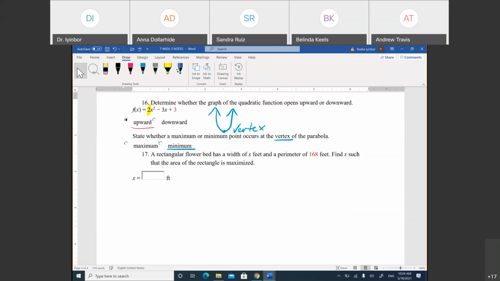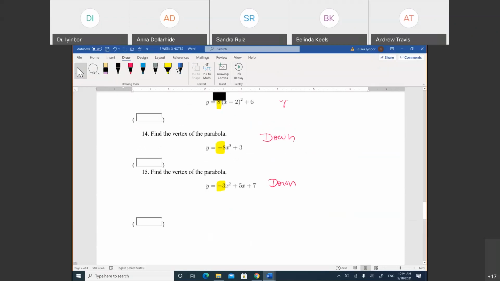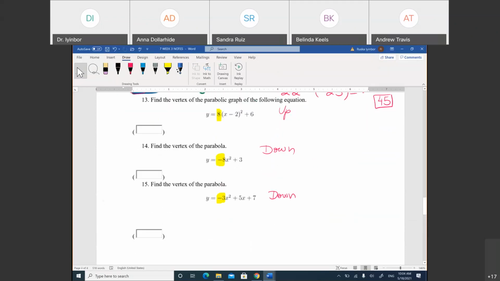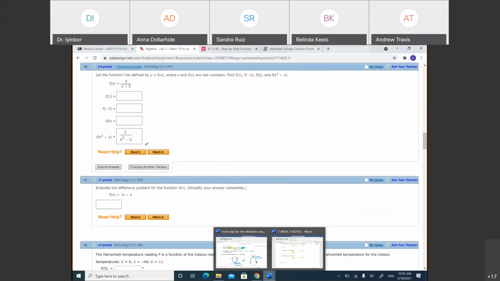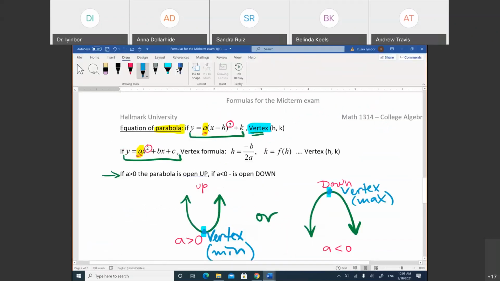Everybody understanding that? So the first number in front of the square is going to tell you if it opens up or down and also if it's maximum or minimum. Got it? Okay, so now we're going to see how to find the vertex. Finding exactly the point of minimum or maximum depends on what type of equation you have. So if your equation is given in the vertex form, the first one, this is my first equation, and this is my second equation.